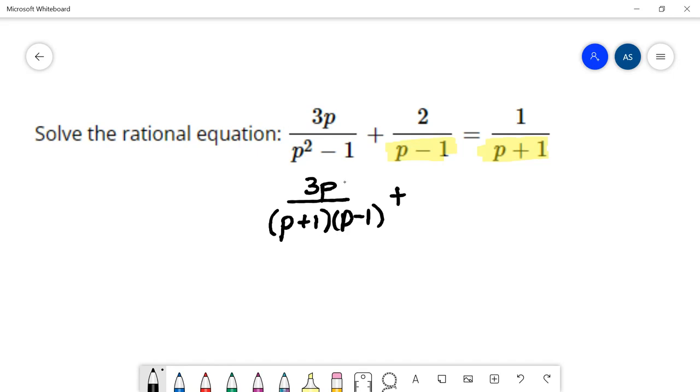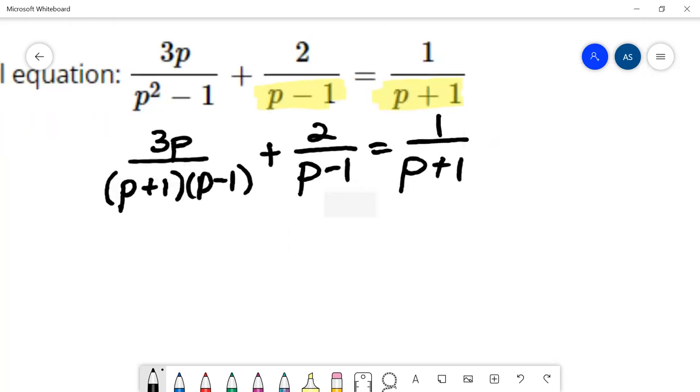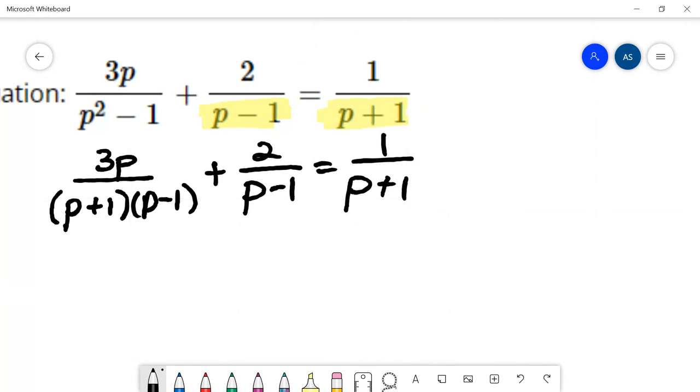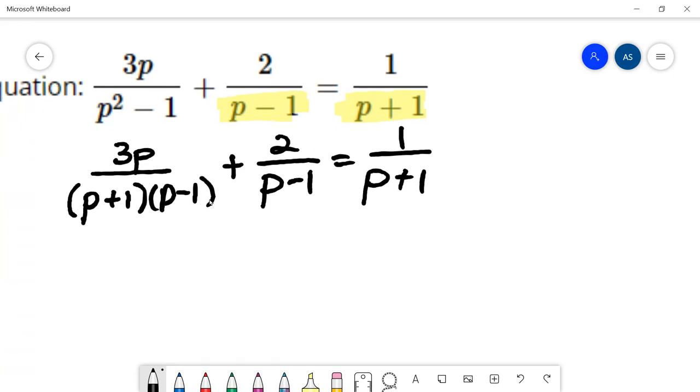So we factored that denominator. And once we have it in factored form, we're going to be able to find our least common multiple. So for our least common multiple, we need to be able to cancel out each one of these denominators. So in order to cancel out this denominator, I need a factor of p plus 1 and a factor of p minus 1.